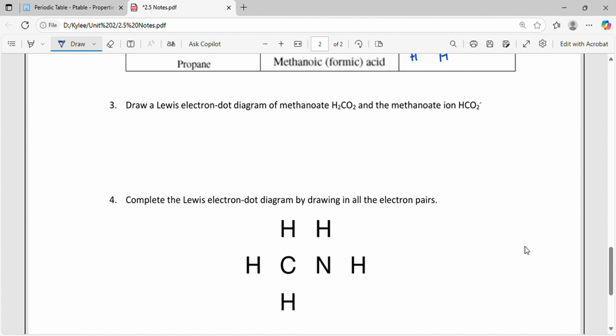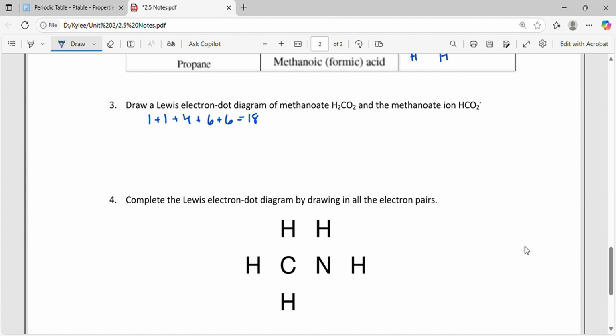In this example, for methanoate, we have 2 hydrogens, each give 1 valence electron. I have carbon, carbon gives me 4, and each oxygen gives me 6. So I have 12, 16, 12 plus 4 is 16, 17, 18. I have 18 valence electrons to make this happen.